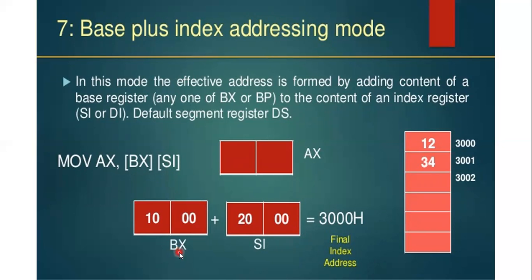So this is the content of BX, 1000, and the source index content here is 2000. So which is added. Therefore 10 plus 20 is 30 and 00 plus 00 is 00. Therefore this is the final address. That is 3000 is the final address.